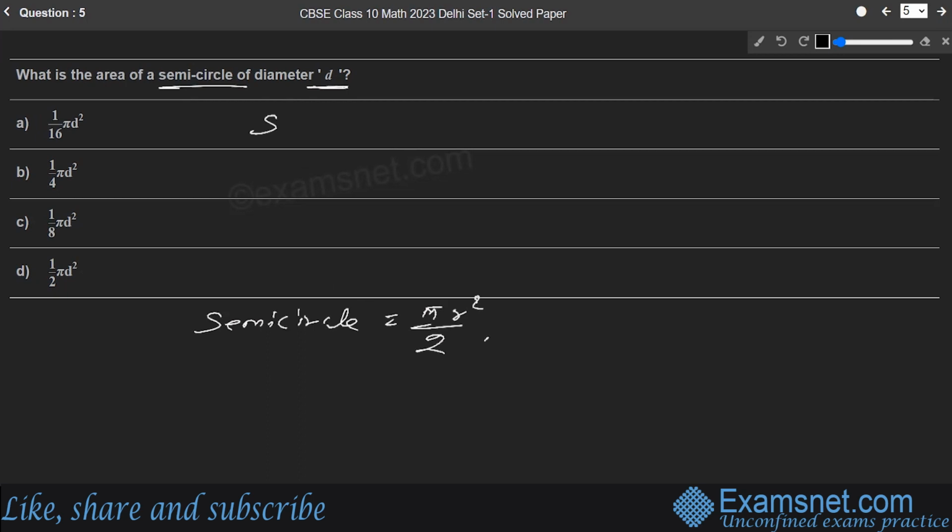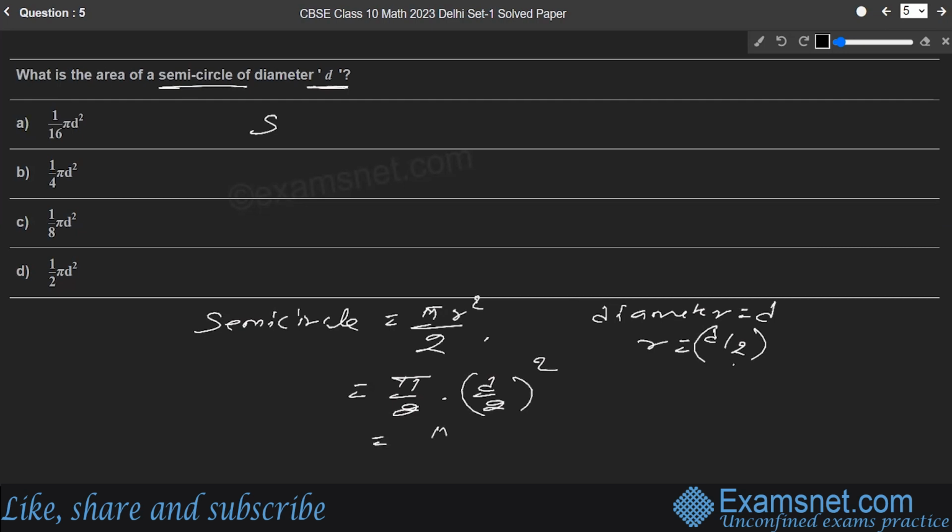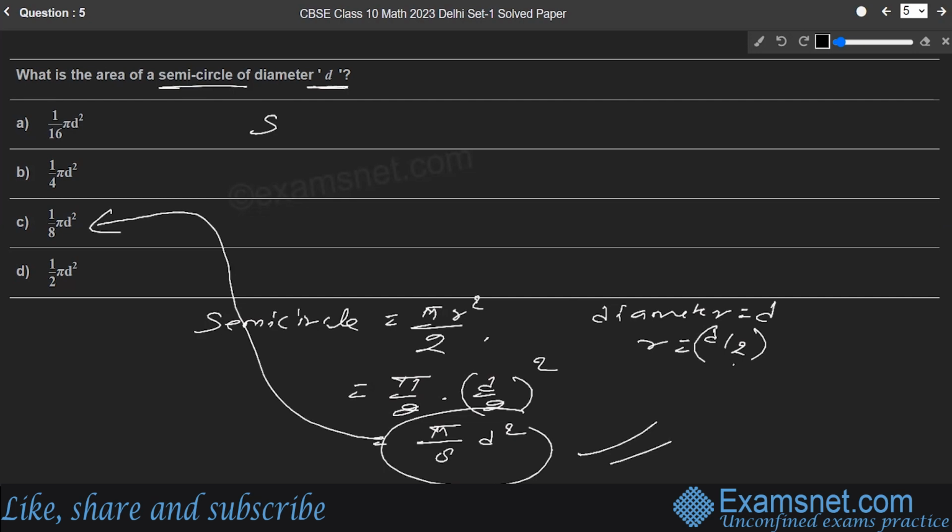Okay, and they say that the diameter is d, so the radius value will be d by 2. So in place of radius we can put d by 2, so the area becomes pi by 2 into d by 2 whole square. That is nothing but pi by 8 d square, and that is the answer available as 1 by 8 pi d square, option number C, and that is the right answer.